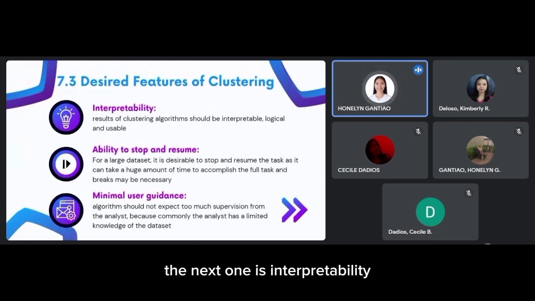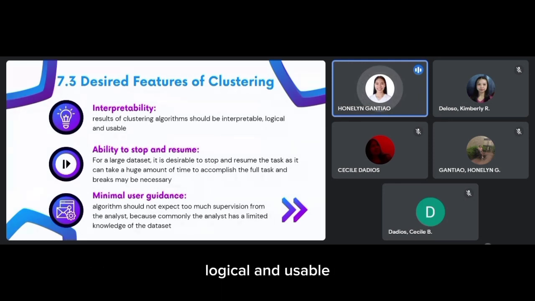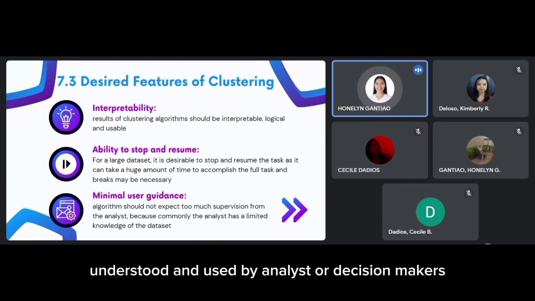The next one is interpretability. Results of clustering algorithms should be interpretable, logical, and usable. Therefore, clustering results should provide meaningful and interpretable insights that can be easily understood and used by analysts or decision makers.